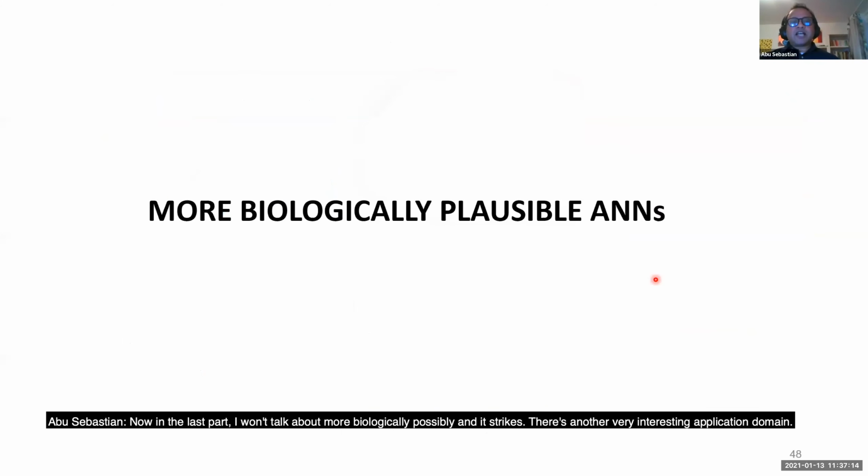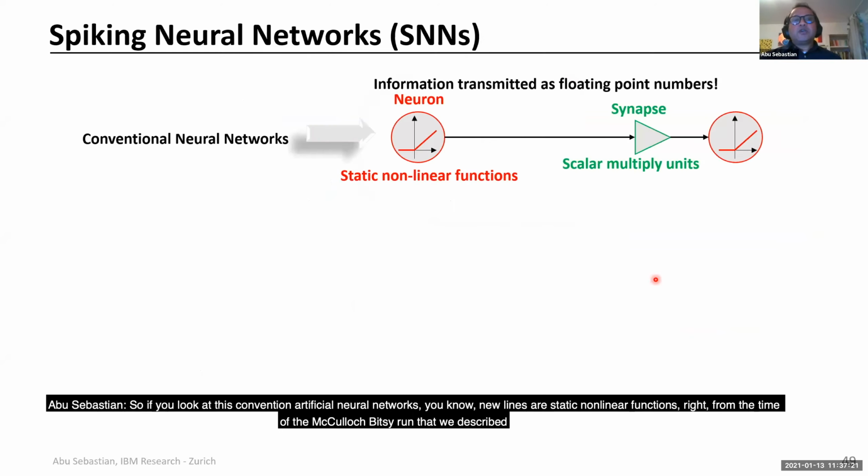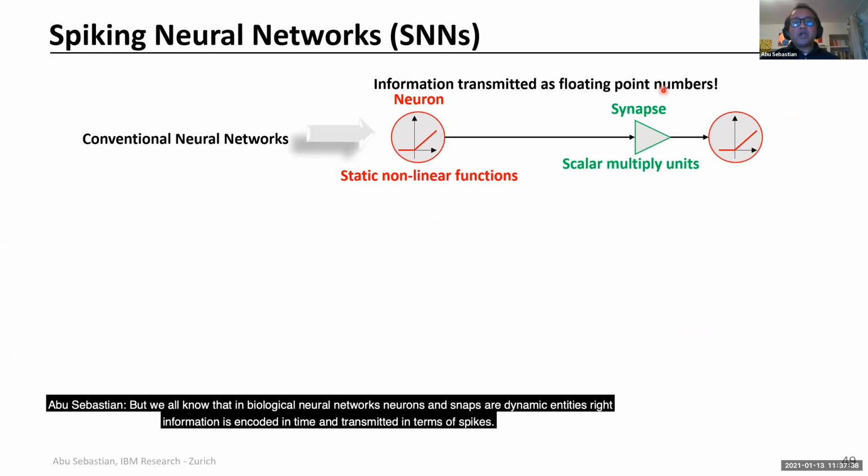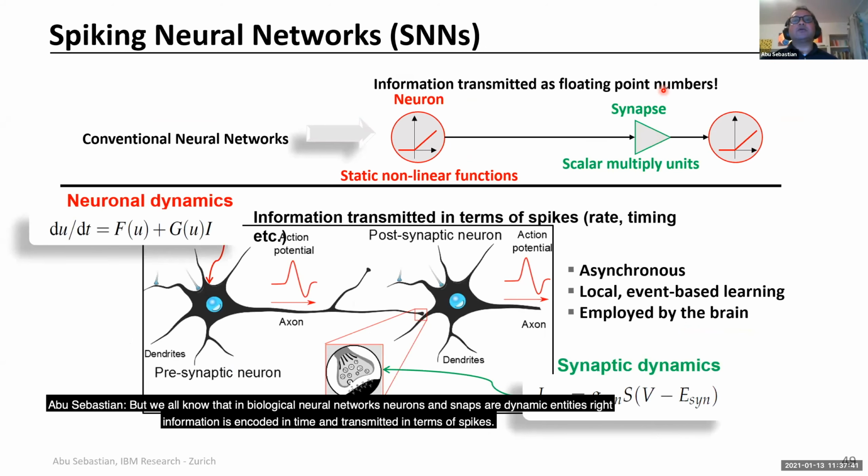Now, in the last part, I want to talk about more biologically plausible ANNs, right? So there's another very interesting application domain. So if you look at conventional artificial neural networks, neurons are static nonlinear functions, right from the time of the McCulloch-Pitts neuron that we described. Synapses are scalar multiply units, and information is transmitted as floating point numbers. But we all know that in biological neural networks, neurons and synapses are dynamic entities, right? Information is encoded in time and transmitted in terms of spikes.